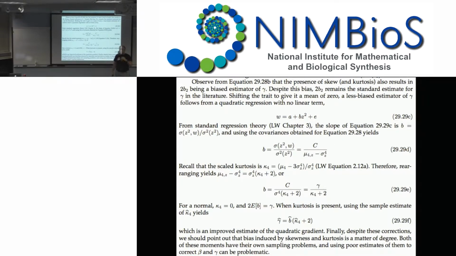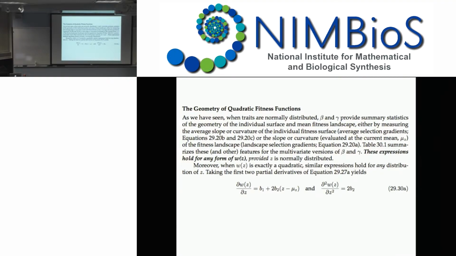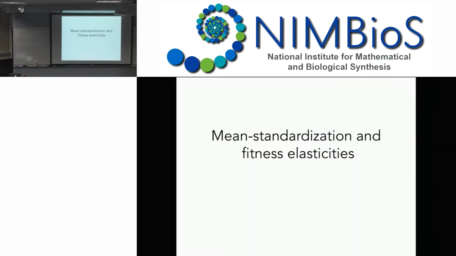That's a detail. Just be aware that when your trait distribution is not normal, the coefficients in the Lande-Arnold quadratic regression need some attention. That's the main point to take away. And you can look in the book and see what those details are. I'll skip those geometries because you saw that before.